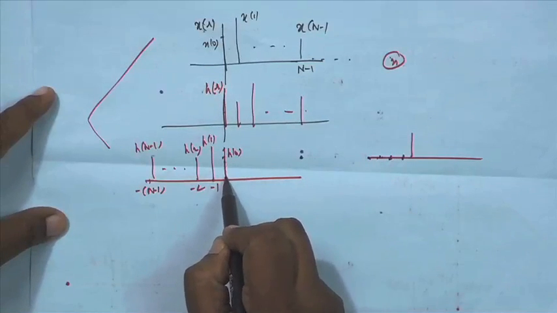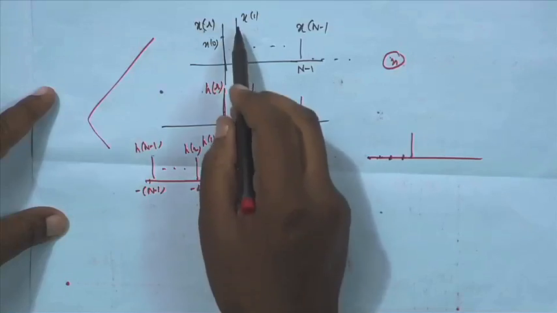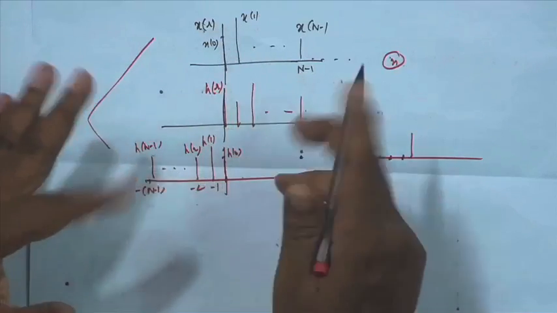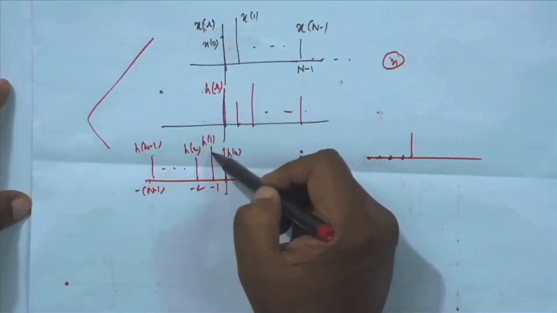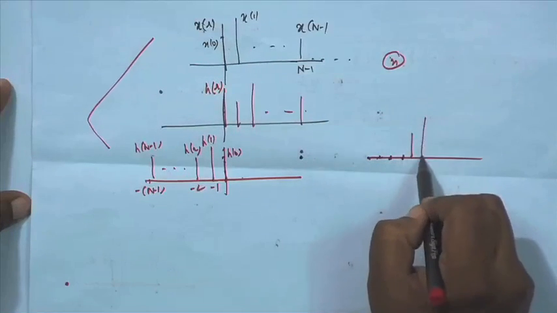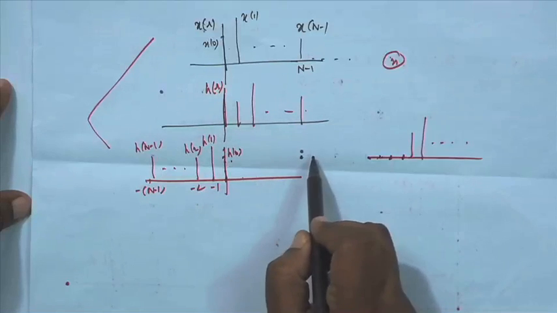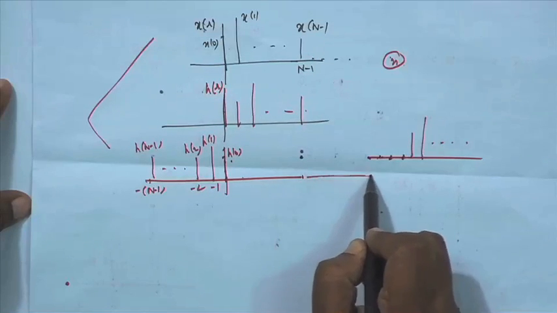If, on the other hand, I shift it to the right, h0 comes below x1, and h1 comes below x0. So two samples multiply, x0 with h1 and x1 with h0, you get some value, and you continue doing it. This h0, after some time, will come here.